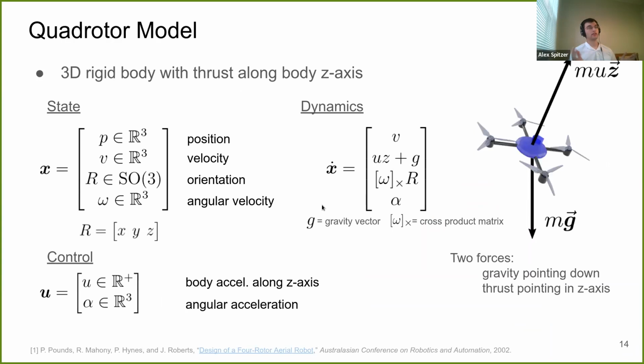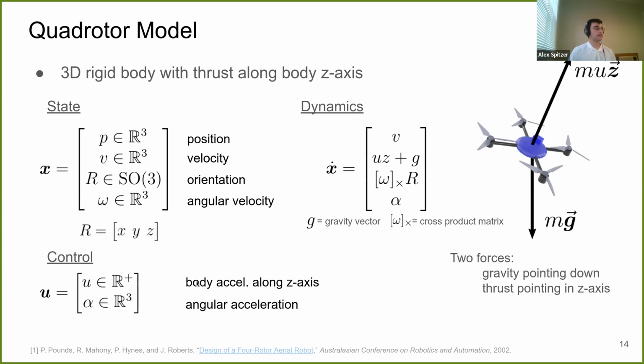So the quadrotor model, we model it as a rigid body with the constraint that the thrust is along the body's z-axis. So there are two forces that really go into the base model. There's gravity pointing down and just the thrust due to the rotors pointing in the direction of the robot's z-axis. The state space is the typical rigid body state space. There's position, velocity, orientation, and angular velocity.